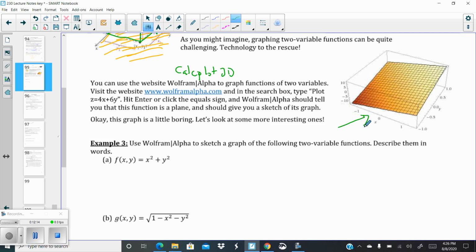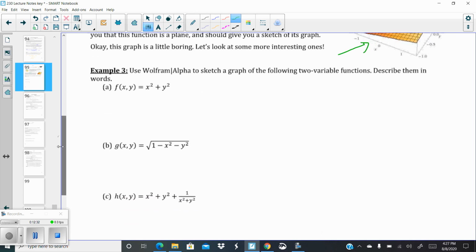Now you can use Wolfram Alpha to sketch these next ones. I am going to do them with you on CalcPlot 3D. I just think it's easier to deal with. So the first one, f of x,y equals x squared plus y squared. f of x,y is basically another way of saying z in this case, but you can call it z as well. f of x,y equals x squared plus y squared. Let's take a look at that first, and then we're going to see how to describe it.